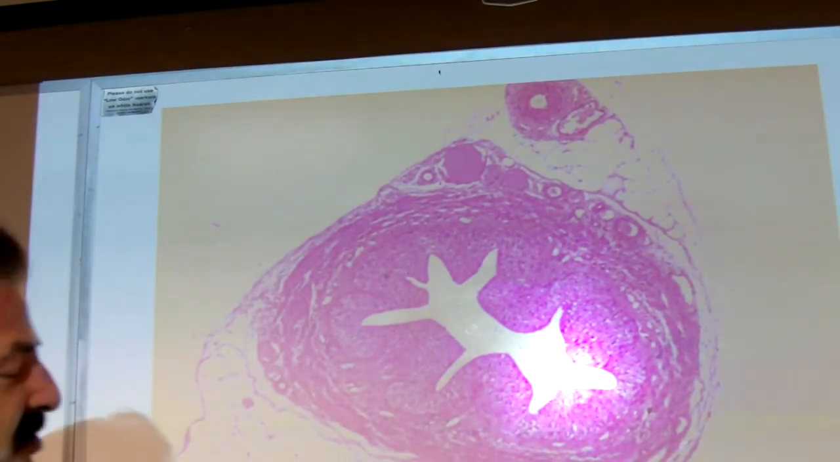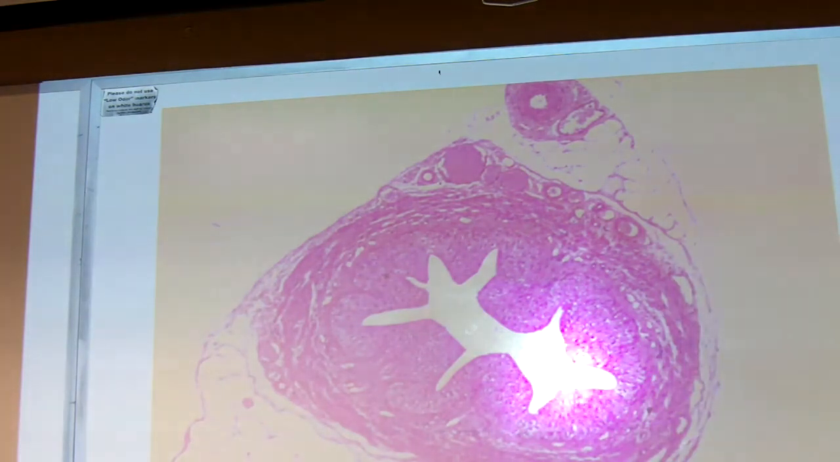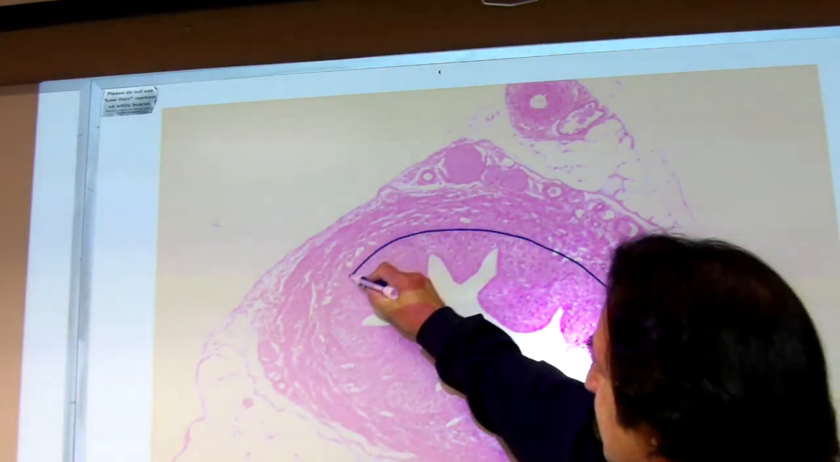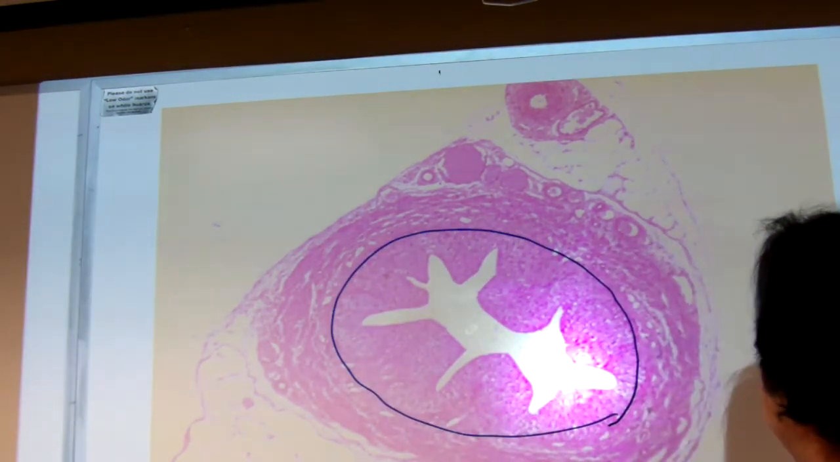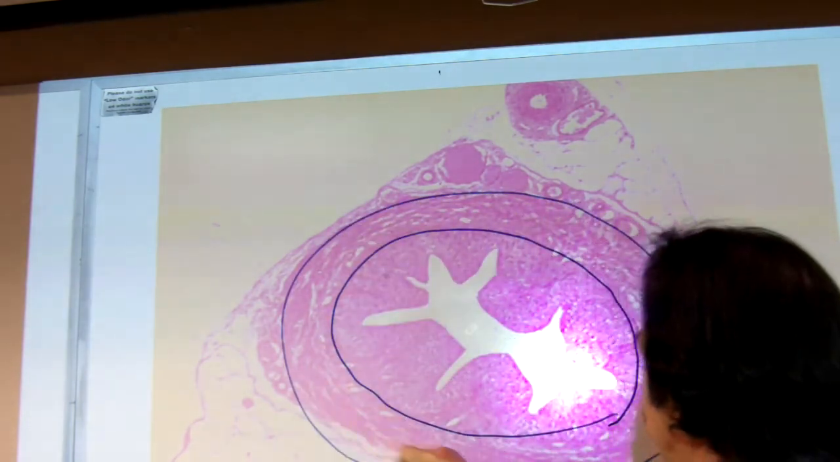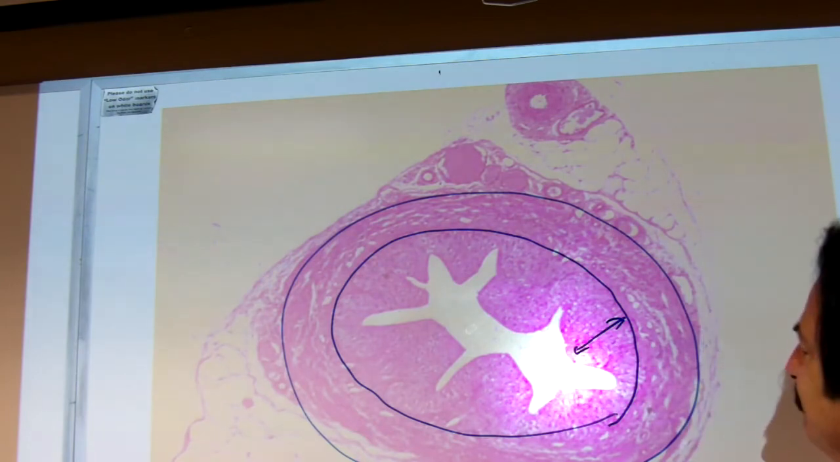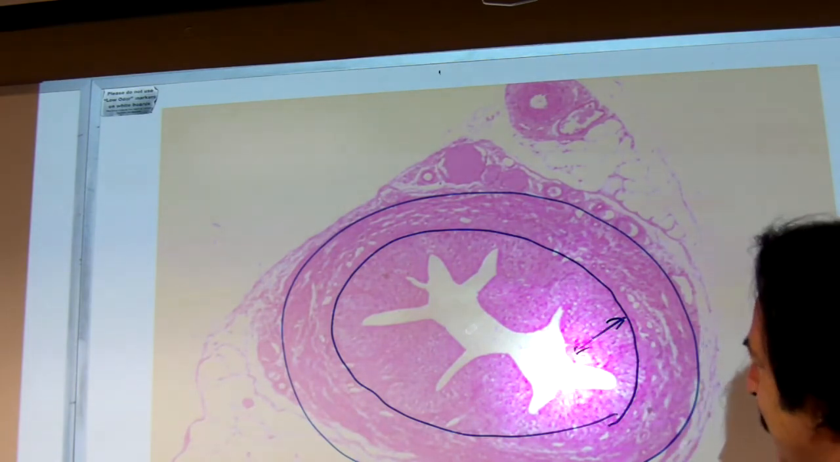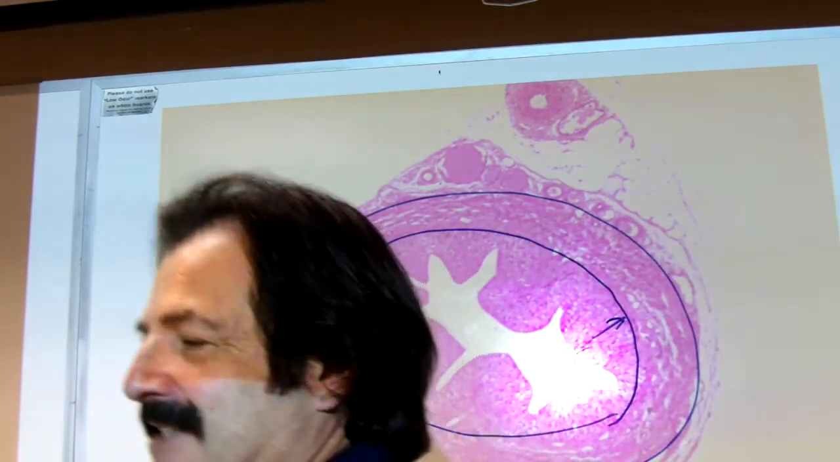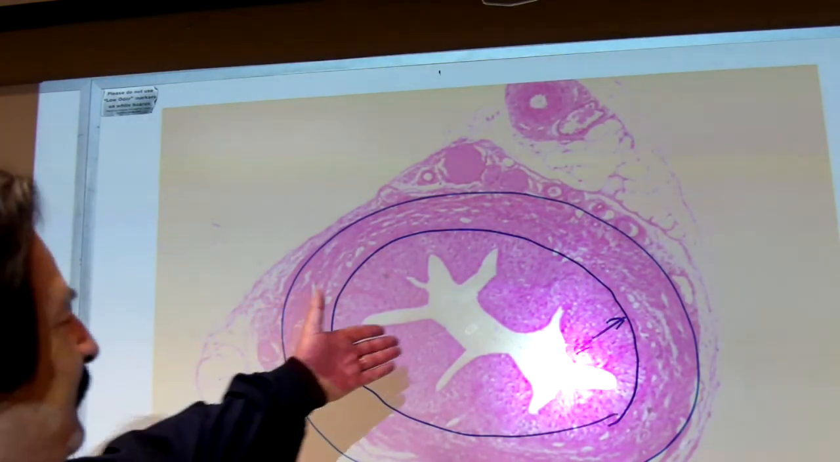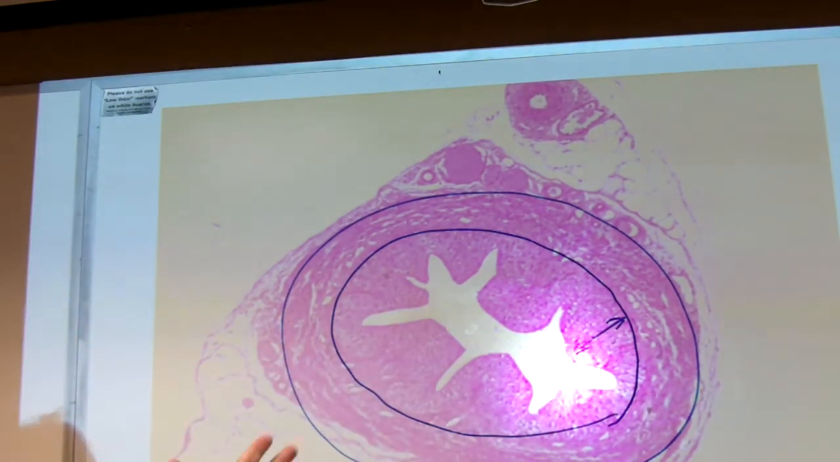And transitional, all right, this is how I looked at it. Notice these cells, or this tissue all the way around here. Okay, this is all connective tissue. The epithelium is between here and here. Okay. Transitional epithelium has to be able to change its shape. Okay. The shape of an empty bladder is definitely different than the shape of a full bladder.